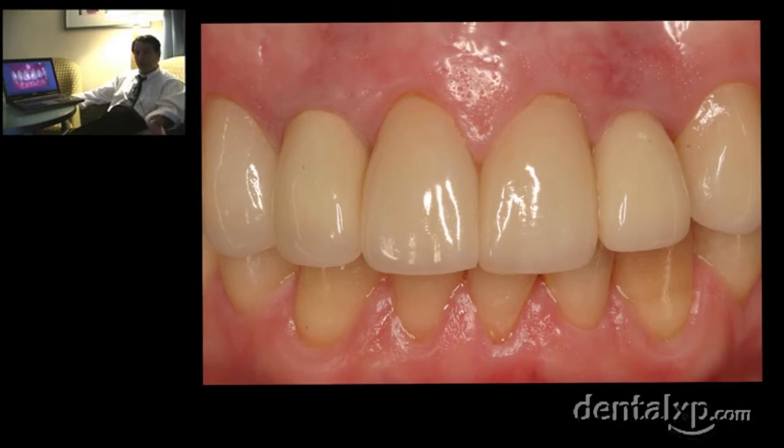Also, the height of contour over the lateral incisors is directly over the middle of the tooth. It doesn't go labially, it doesn't go mesially or distally. It's directly over the center of that tooth, where it should be, because that's where the implant is, right in the middle of that tooth.